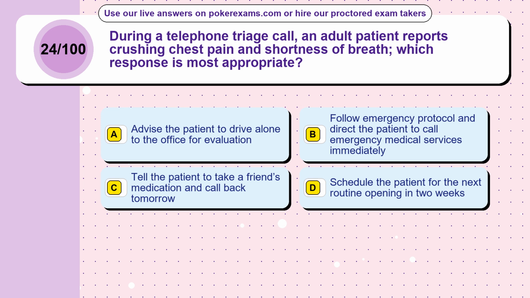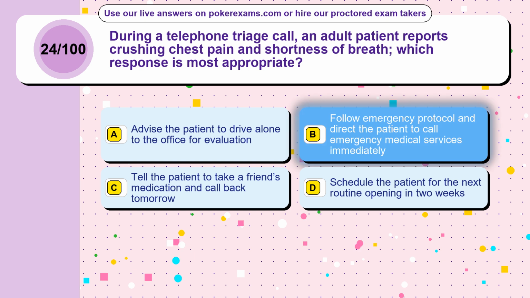Question 24. During a telephone triage call, an adult patient reports crushing chest pain and shortness of breath. Which response is most appropriate? Option A. Advise the patient to drive alone to the office for evaluation. Option B. Follow emergency protocol and direct the patient to call emergency medical services immediately. Option C. Tell the patient to take a friend's medication and call back tomorrow. Option D. Schedule the patient for the next routine opening in 2 weeks.